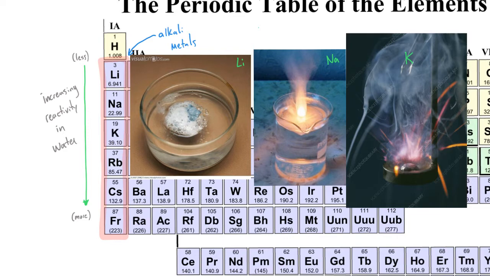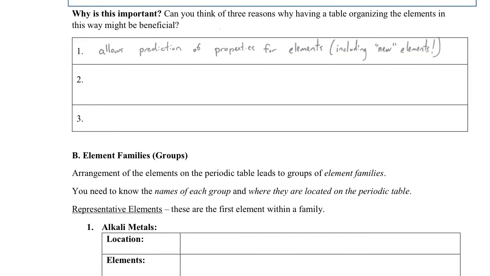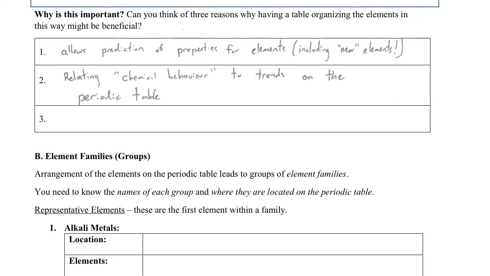So that's an example of one of the trends that we see on the periodic table when we've organized the elements according to their properties. We see a change in properties and a trend in that change of properties as we travel through a group. So that's an example of one way that the periodic table helps us relate chemical behavior that we see to trends on the periodic table.